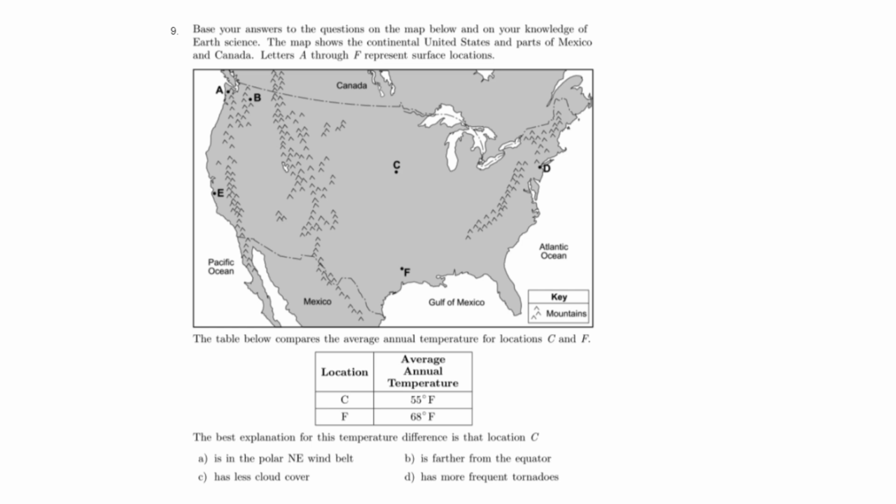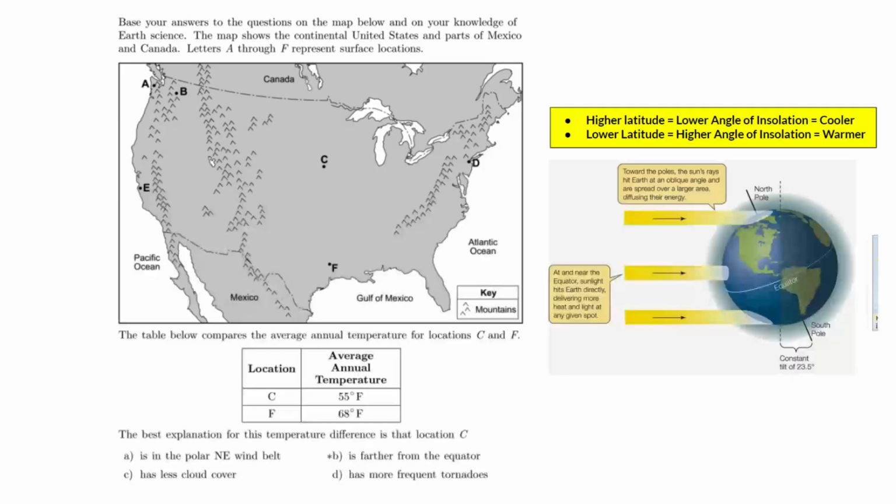Now, the best explanation for this temperature difference is that location C is, try this. The correct answer is B, location C is farther from the equator. And that makes sense, right? Remember, Mexico is closer to the equator than Canada or even the US. So, F is much closer to the equator than location C is.